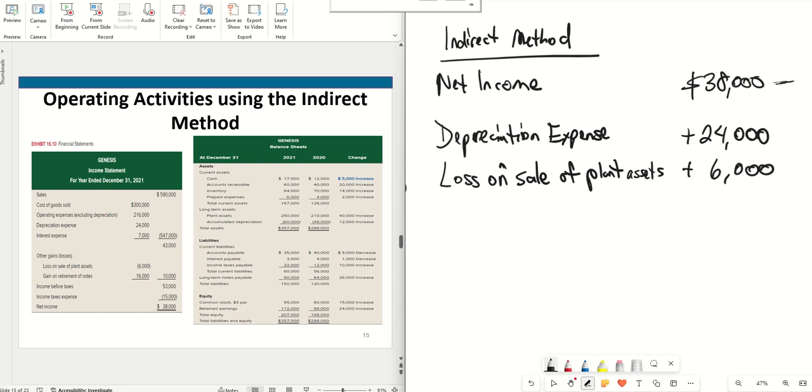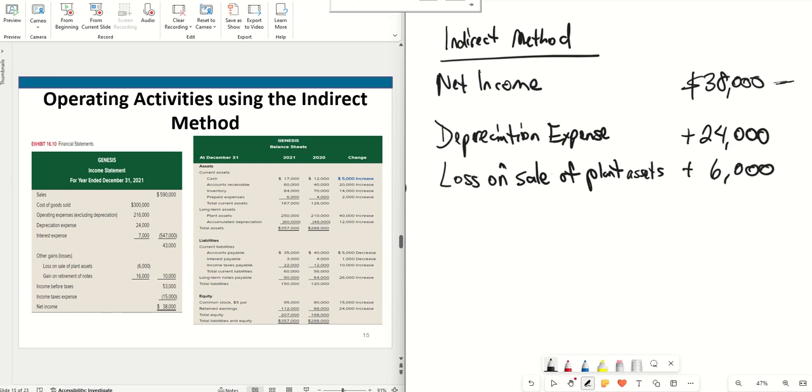It didn't affect cash. And again, our goal when preparing a statement of cash flows is to get to the true cash balance, because whatever's presented in net income is presented using the accrual method and not the cash method, which is why we have the statement of cash flows.